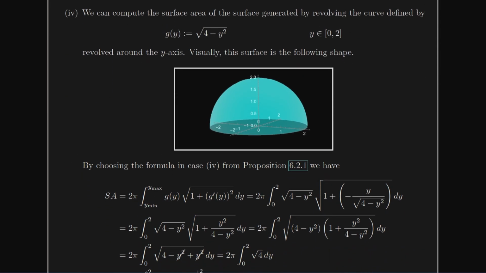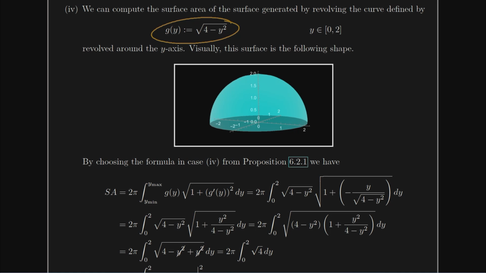The last case, let's think about the surface area of this surface, root 4 minus y squared, from y going from 0 to 2 around the y-axis.